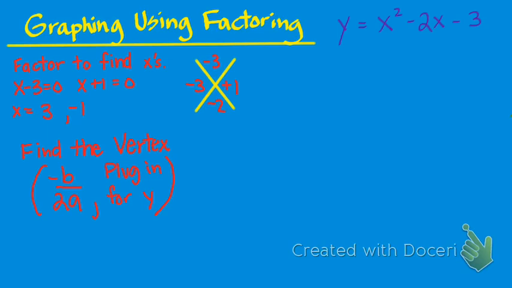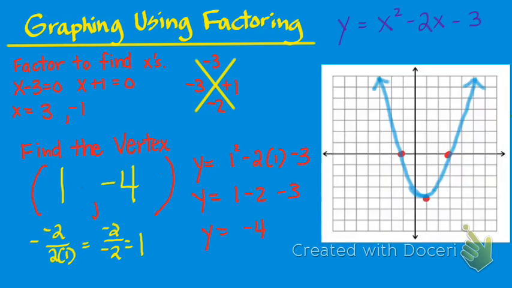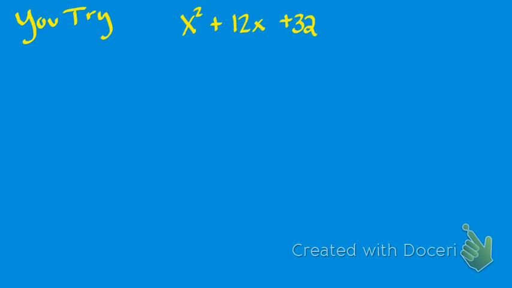So I use my vertex formula, negative b over 2a, and solve for that, which is 1. And then I plug in to solve for my y, and I get negative 4. Now I have 3 good points, and I can graph. My graph looks just like the one that we graphed before. Go ahead and do a U-try. Pause the video and check your answers.